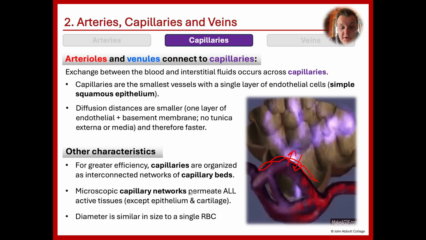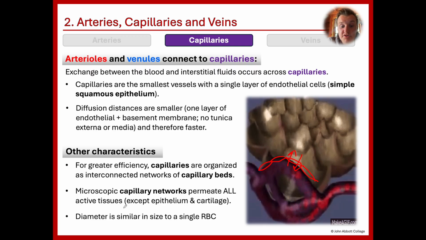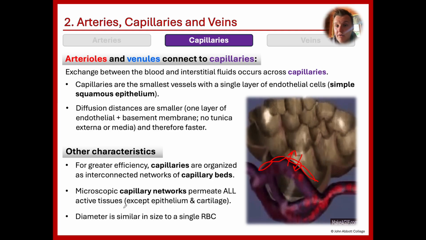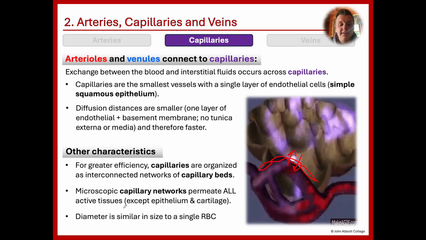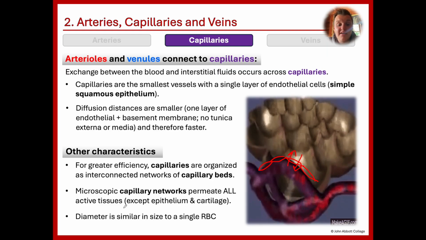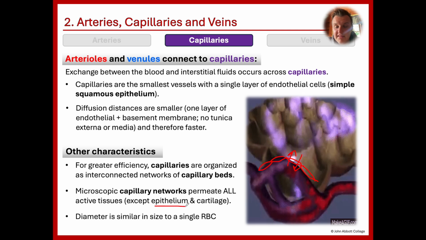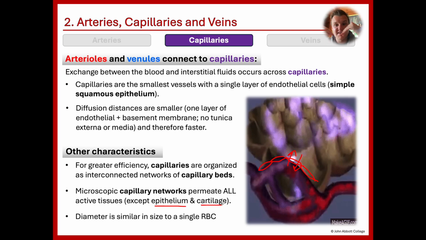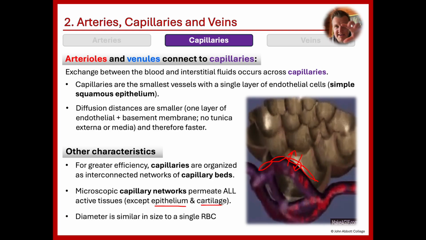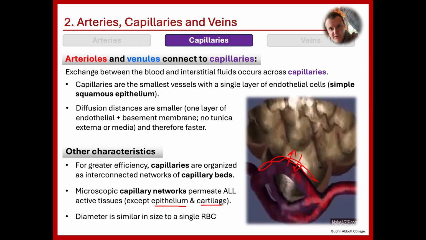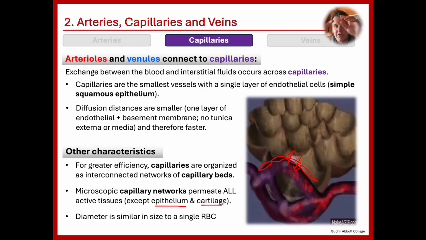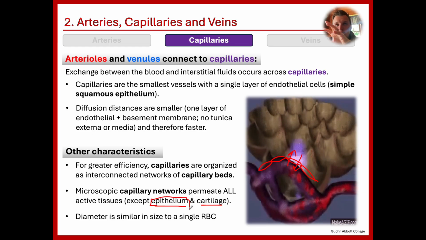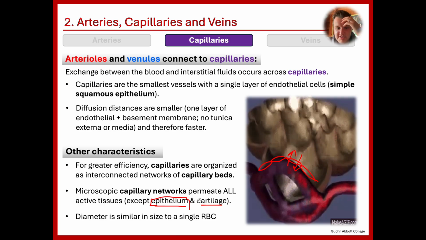Microscopic capillary networks permeate all active tissue. Every single tissue cell in the body needs access to the blood network, right? And so capillaries go in every active tissue except in epithelium and cartilage. But remember, near epithelium and cartilage is always a connective tissue underneath. So in the connective tissue there are capillaries, and they diffuse oxygen and glucose into the epithelium. So it's not that far from the epithelium, it's just a little bit below.